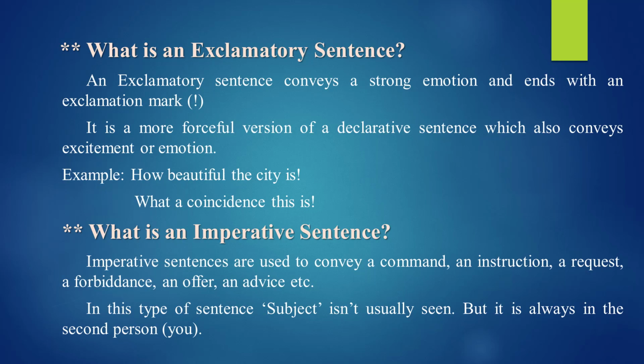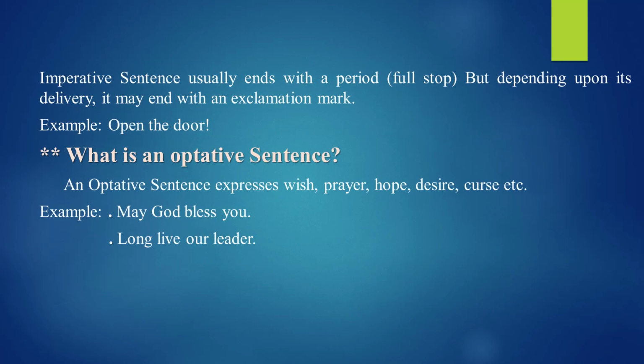Now, what is an imperative sentence? An imperative sentence is used to convey a command, an instruction, a request, a forbiddance, an offer, an advice, etc. In this type of sentence, subject isn't usually seen, but it is always in the second person, that means you. Imperative sentences usually end with a period, that means full stop, but depending upon its delivery, it may end with an exclamation mark. For example, open the door.